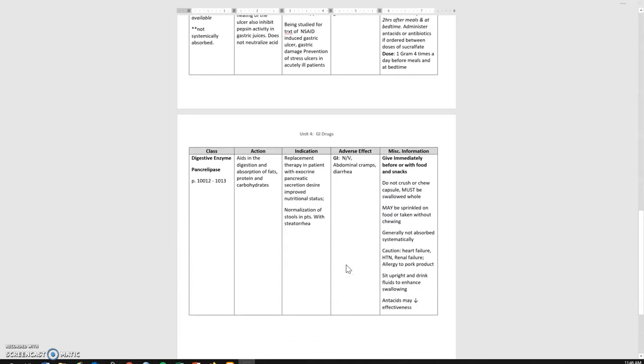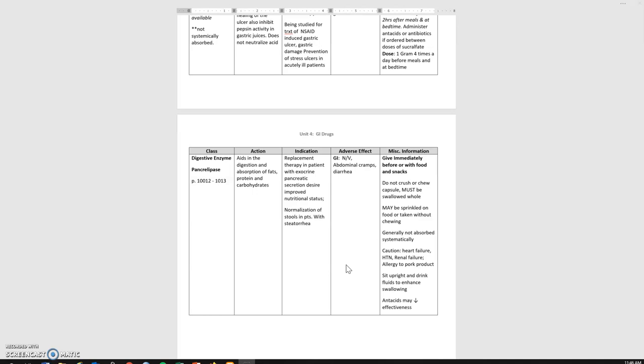The digestive enzyme pancrelipase aids in the digestion and absorption of fats, proteins, and carbohydrates. It is used as a replacement therapy in patients with exocrine pancreatic secretion problems, and it helps them improve their nutritional status. And for patients who have steatorrhea, it can be used to normalize the stools of those patients. It is to be given immediately before or with food and snacks.